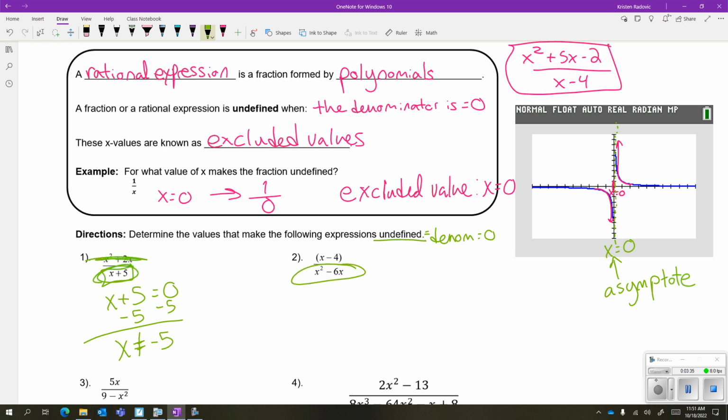For the second one, to find when it is undefined, take your denominator, set it equal to 0, and solve. This can actually be factored with a GCF of x. So when we pull out the GCF, we're left with x times x minus 6. When we make a t-chart, we get two values: x is equal to 6 and x is equal to 0. So both of these numbers make the denominator 0. We can't divide by 0, so we do not want these two numbers. They become our excluded values.